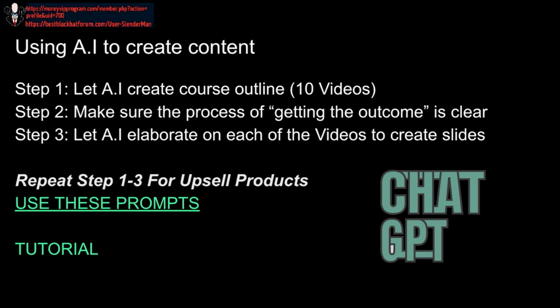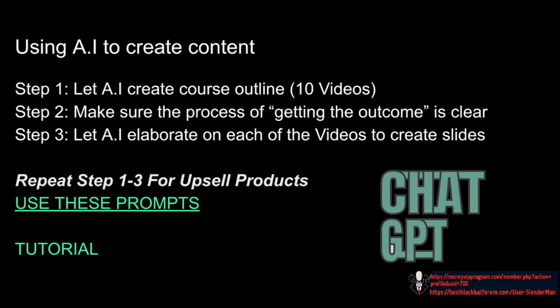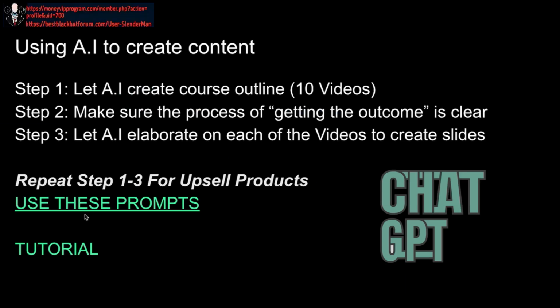And then step two is making sure that the process of getting the outcome after the 10 videos, so when they run through the whole 10 videos, is super clear so they actually get the outcome that they want and are happy to pay. And then step three is let AI elaborate on each video to create the slides so then you can create the whole course. You can repeat those steps for all the products like the front-end product, the upsell products, and so on and so forth. And now we're gonna hop into ChatGPT so I can actually show you how to use our prompts that you can download right here to create the course for you.